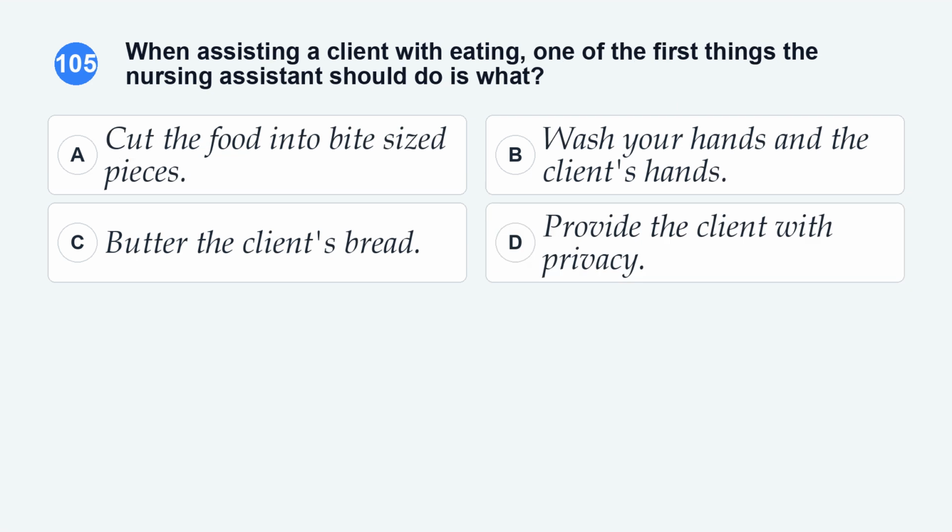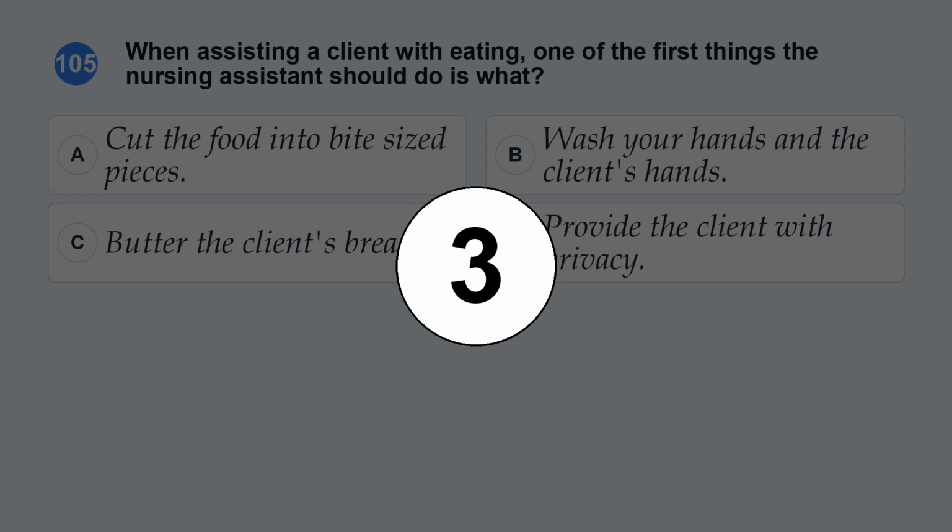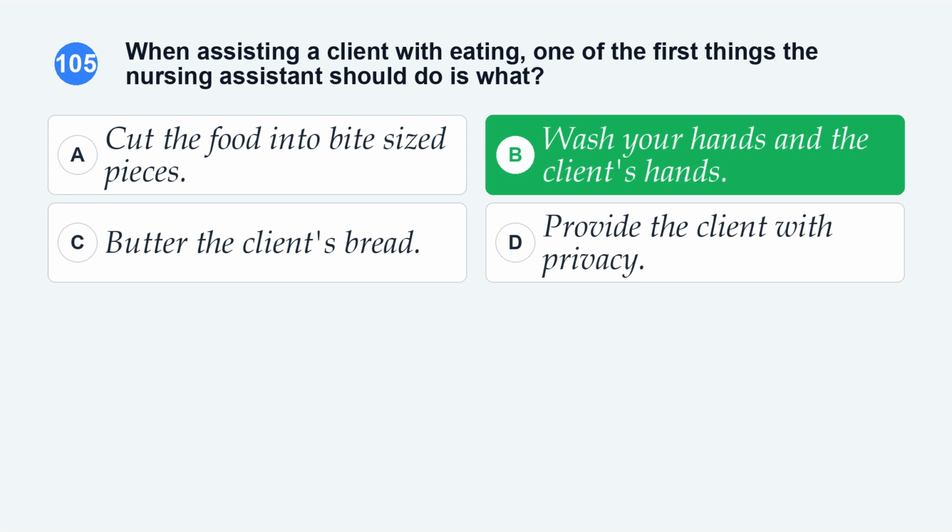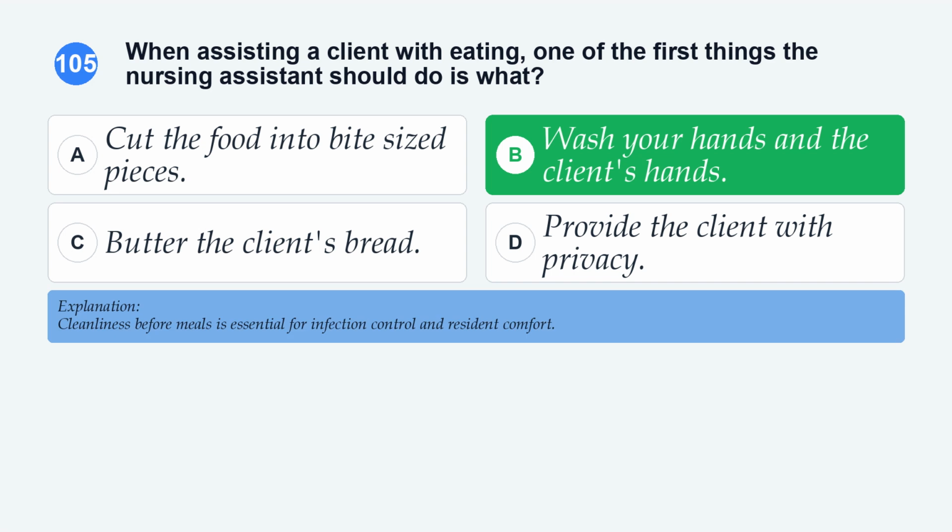Question 105. When assisting a client with eating, one of the first things the nursing assistant should do is what? Option A, cut the food into bite-sized pieces. Option B, wash your hands and the client's hands. Option C, butter the client's bread. Option D, provide the client with privacy. The correct answer is option B. Wash your hands and the client's hands. Explanation. Cleanliness before meals is essential for infection control and resident comfort.